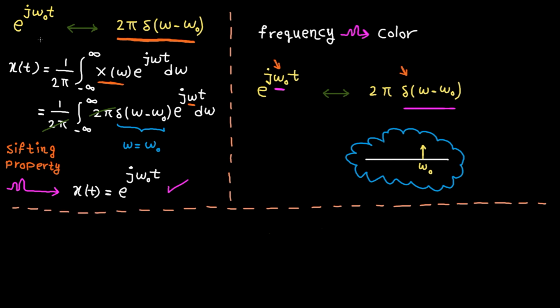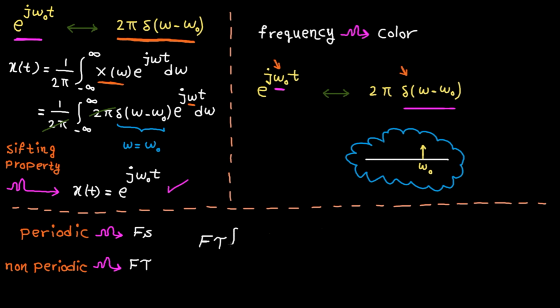Here I found the Fourier transform for this complex exponential function, which is a periodic signal. Now you might say, Iman, wait a second, what the hell are you doing? As we already learned, for periodic signals, we need to use Fourier series to go to the frequency domain. And for non-periodic signals, we should use Fourier transform. So you might ask, how come I found Fourier transform for a periodic signal?